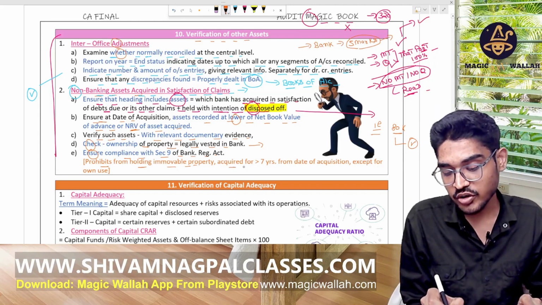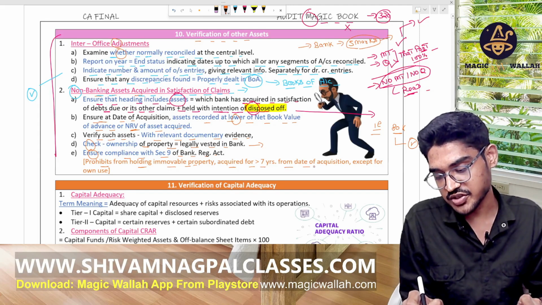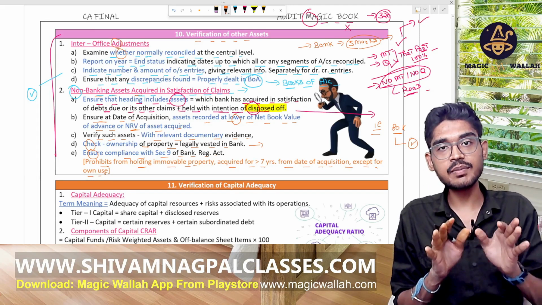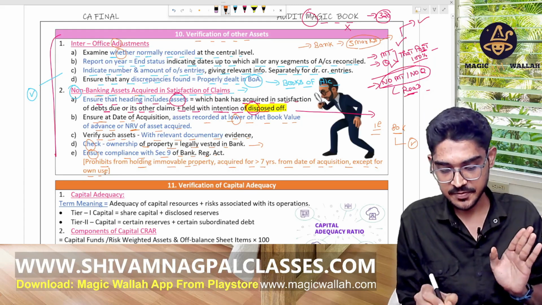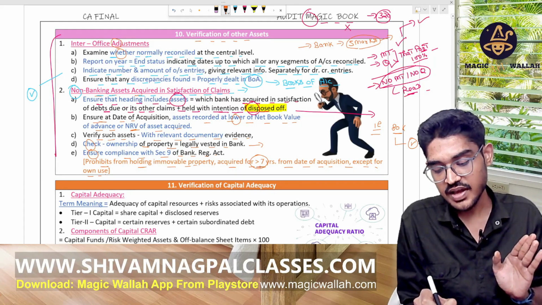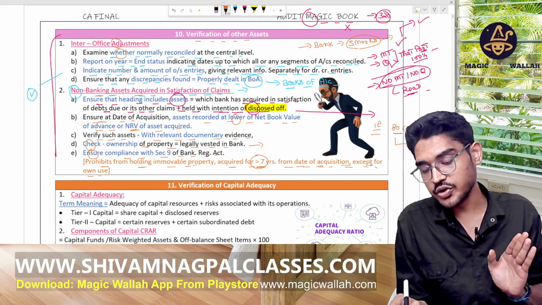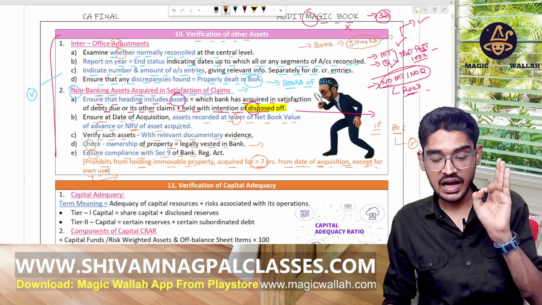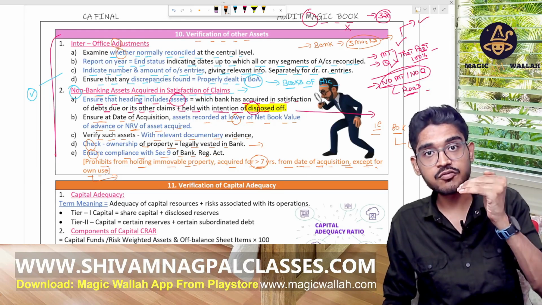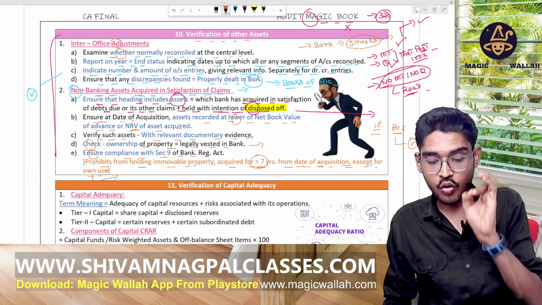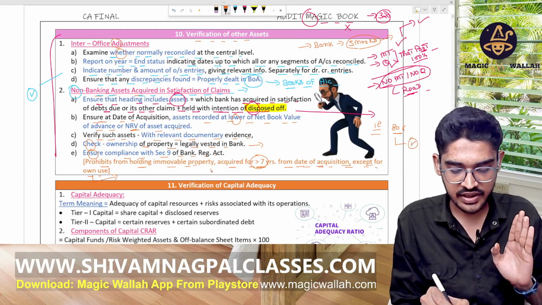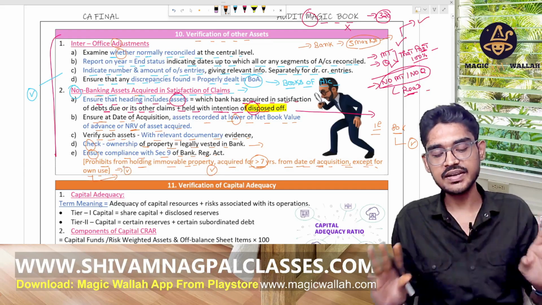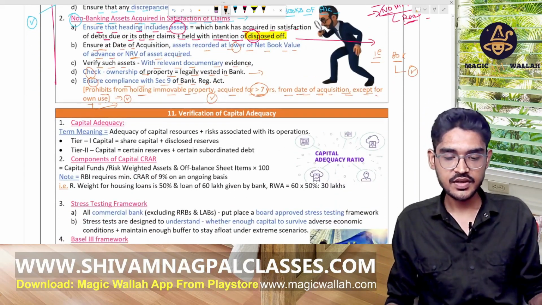But if acquired, they cannot hold it for more than 7 years from the date of acquisition, except for their own use. A bank can hold the property only up to 7 years. Except for their own use, if they are using them for their own office, then they can hold. But for other purposes, like property acquired from any borrower, they can hold only up to 7 years, not more than that. Their own office property is allowed.